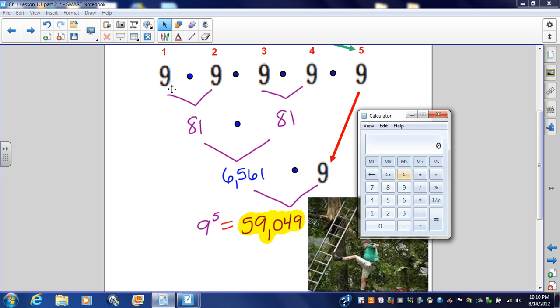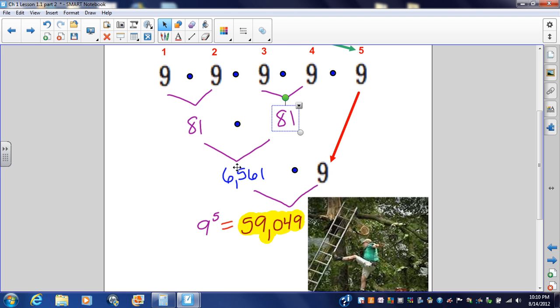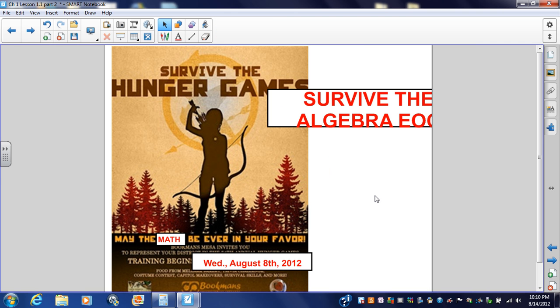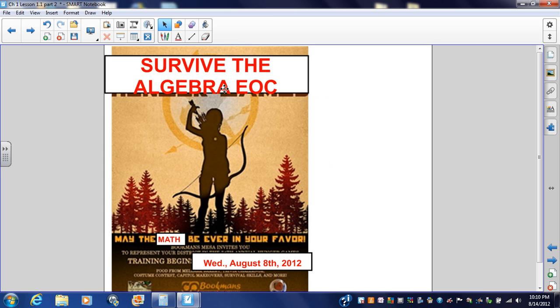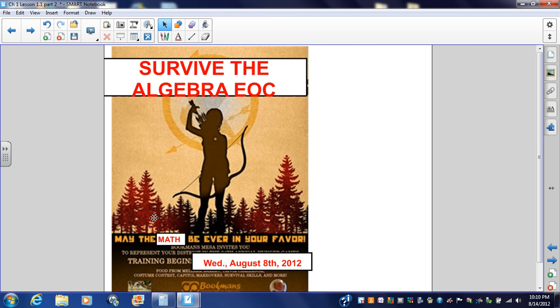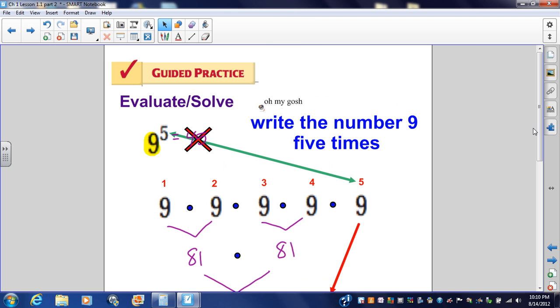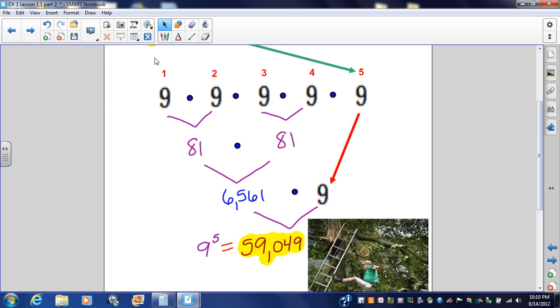So while I think you should multiply it on the calculator to check it, I also think you should work it out this way, because remember, you have to survive the algebra EOC, and may the math be ever in your favor. If you do it this way, I think it takes longer, but I also think you will survive longer on the EOC. Don't just grab a calculator and then start typing in the numbers and thinking you can keep track. That is a bad strategy.